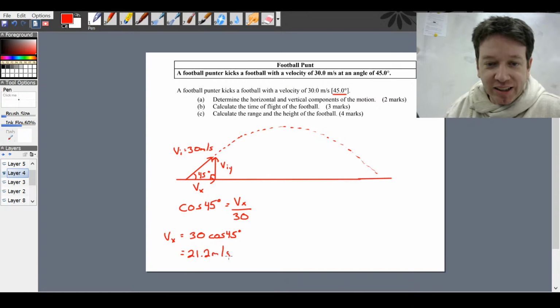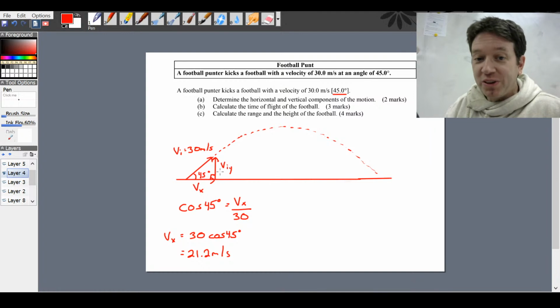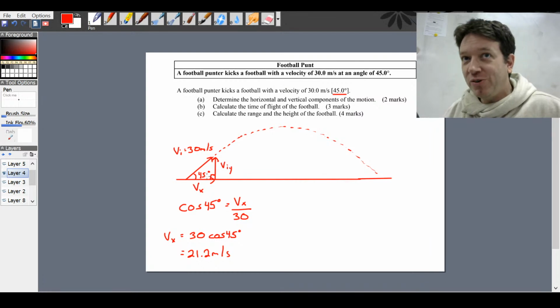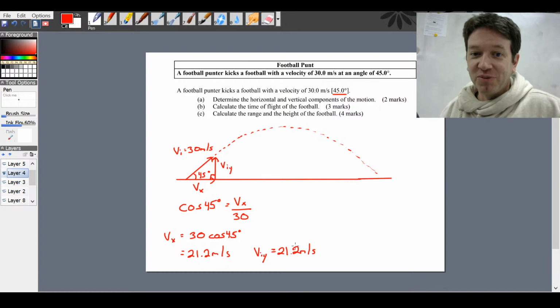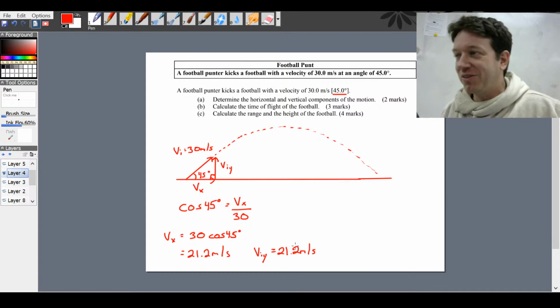meters per second. Now you could do the whole thing and do sine of 45 equals Viy, but because it's 45, sine of 45 is equal to cos of 45. So we're actually going to get Viy to be the exact same thing, 21.2. If you can find symmetries in projectile motion questions, you could really reduce the amount of work you have to do to solve it.